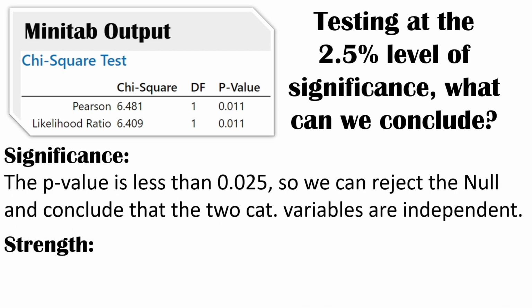So for significance, we say the p-value is less than 0.025. In fact, you can see it's quite a bit less. It's only 0.011. So we can reject the null and can conclude that the two categorical variables are independent.